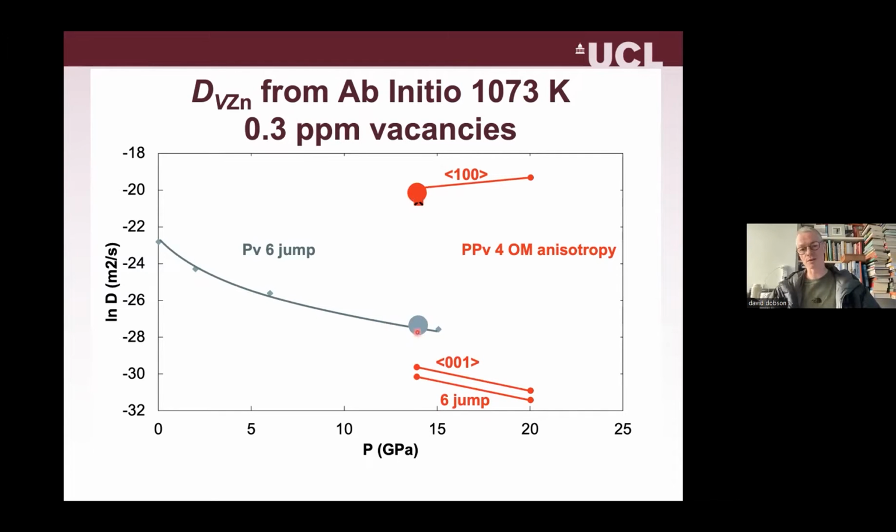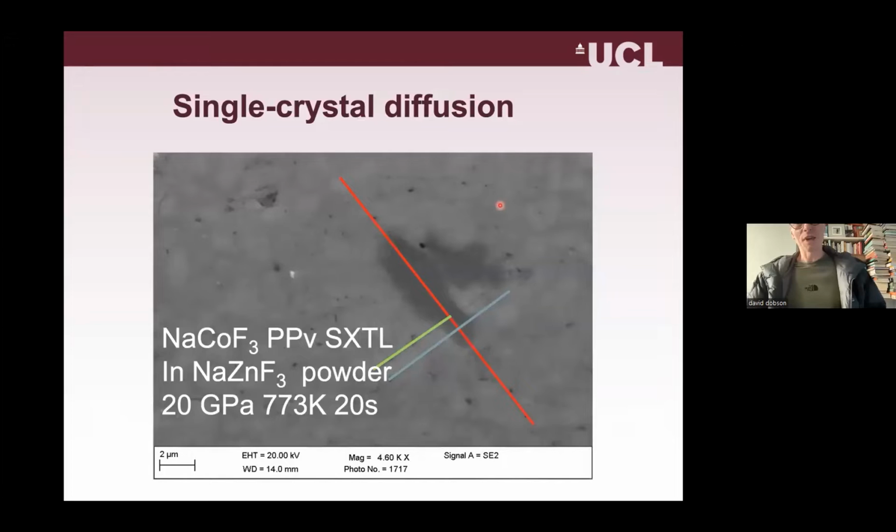And the experiments for perovskite, so this is the extrapolation to 14 gigapascal for the perovskite, and the measured post-perovskite bulk average chemical diffusivity sits here. So it agrees remarkably well with the simulations. Okay? But that doesn't prove that the anisotropy actually exists. Okay. So what I then did was some single crystal diffusion experiments.